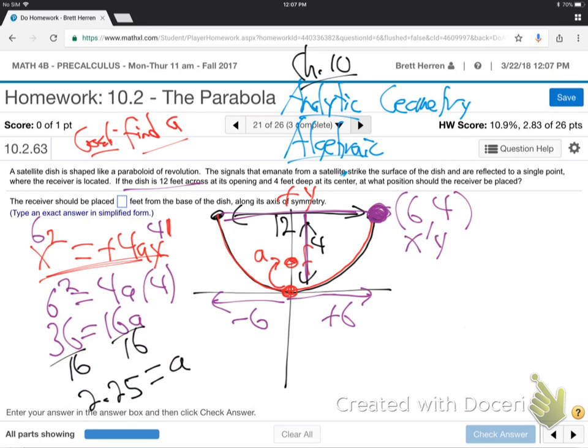We're done. Where does the focus need to go? 2.25 away from the center. This distance right here has to be 2.25 feet. That's where you locate the receiver. Everything will be aimed at that point, 2.25 feet from the base. So it's all about finding the A. That's the focus. Questions on that? Is that making sense? See how this made-up axis system really helped us?